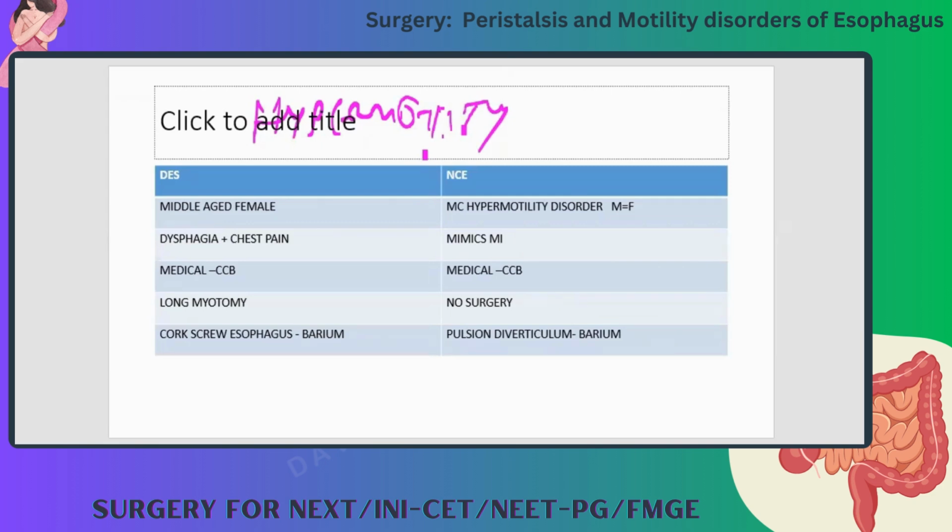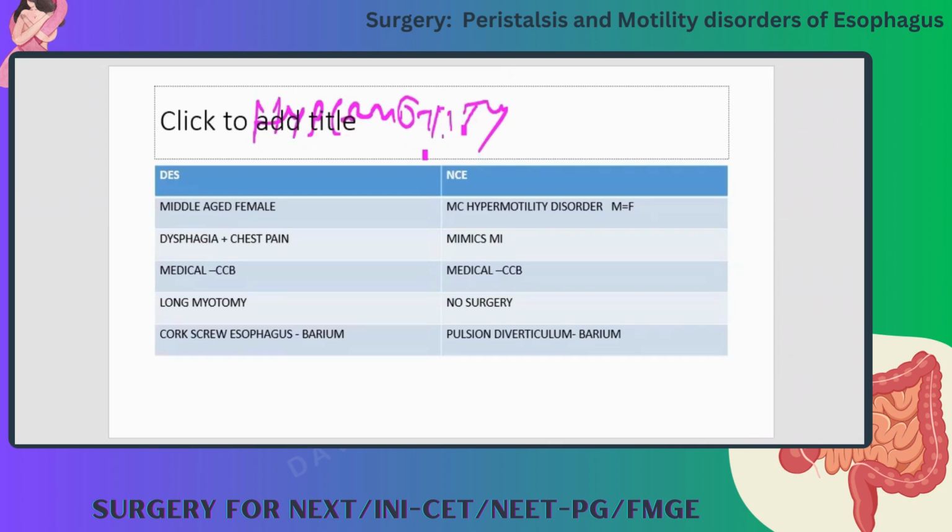Clear, sir. What is bird's beak? Bird's beak appearance for achalasia cardia, seen where? In barium swallow. Okay. So this is about achalasia.